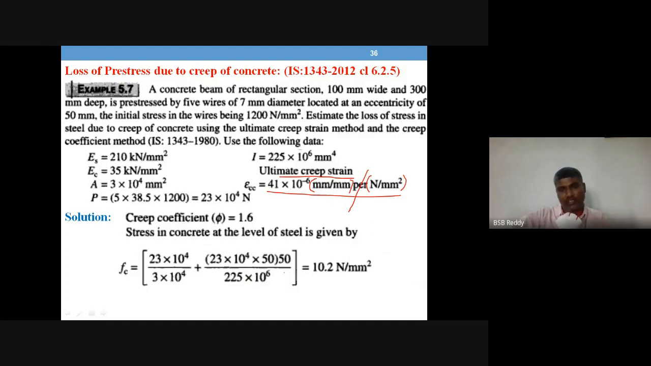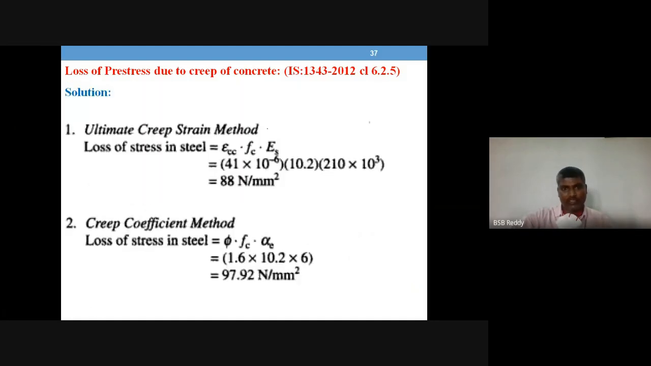So 41 into 10 power minus 6 is the ultimate creep strain value, and the creep coefficient is given as 1.6. Okay, so stress in concrete at the level of steel is found from the given data. And then the ultimate creep strain method we have used and got the value, and even the creep coefficient method also has been used and got the value.